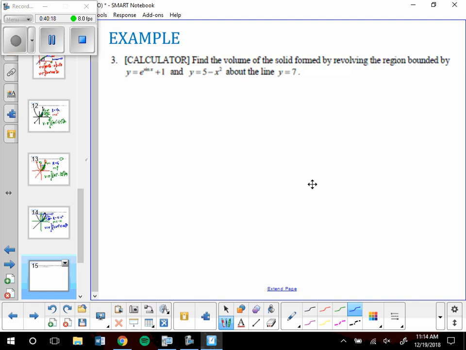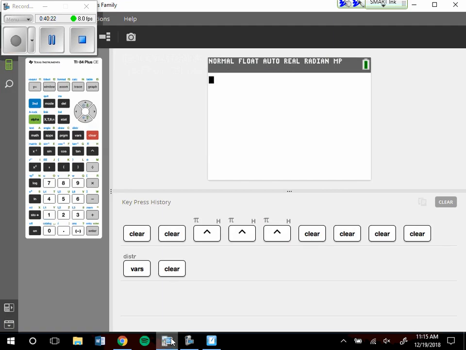So let's graph all of that in our calculator. Make sure you're in radian since we're using trig functions.